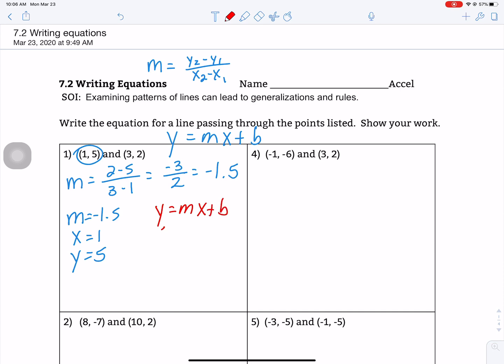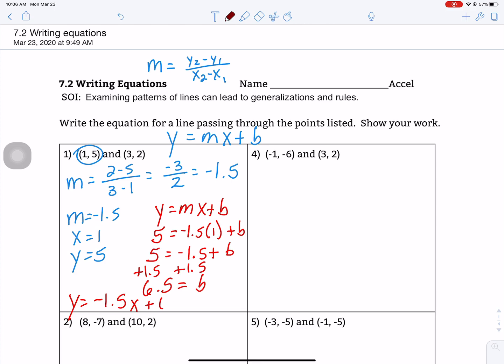So my y in this case is 5. My m is negative 1.5. My x is 1. I don't know b. And now I'm just solving. So 6.5 is equal to b. Maybe it will let me write. And then I just rewrite everything. So y equals negative 1.5x plus 6.5 is my equation.